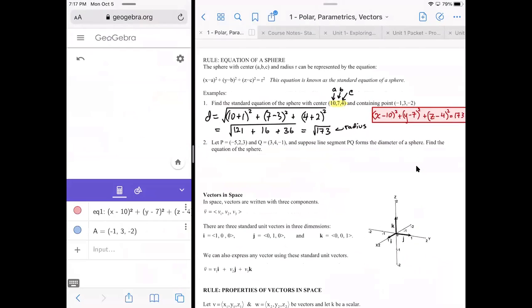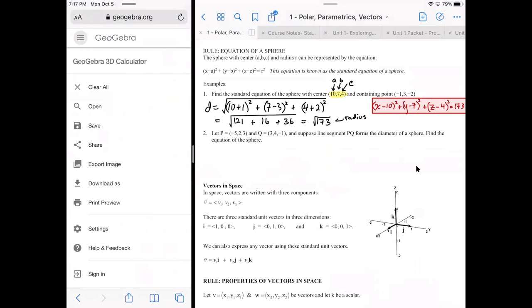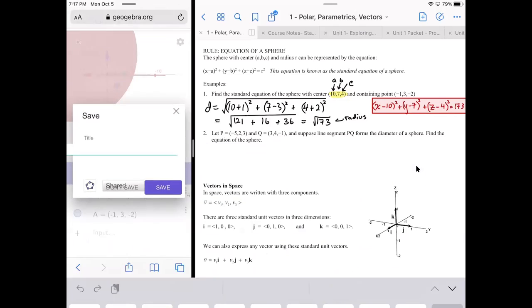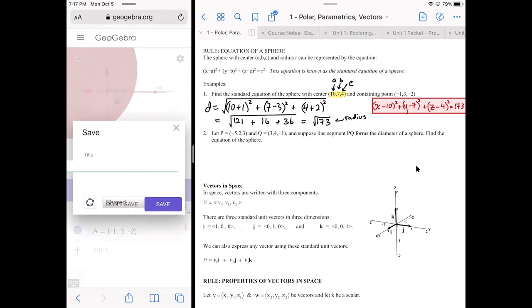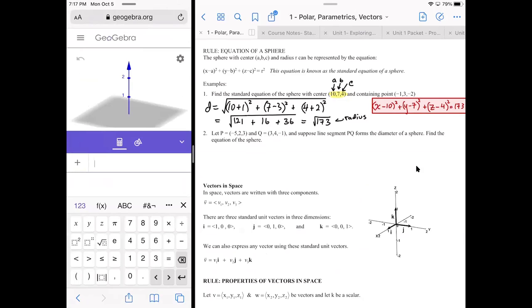So the next problem gives a line segment that represents the diameter. This is a two-stepper, because you would have to find the midpoint in order to find the center, and then find the distance from the center to the, I keep hitting that thing. I don't know why this happened. To the surface. So I'm gonna go about this a different way. I'm gonna pop it into GeoGebra first.